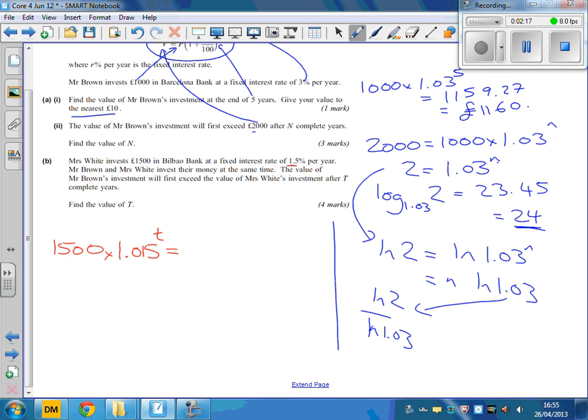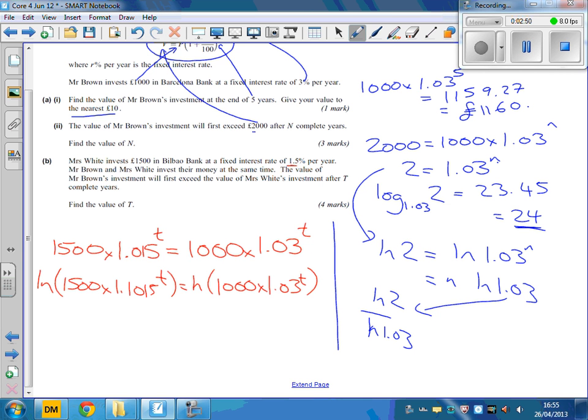Now let's find out when it's the same as Mr. Brown's. Mr. Brown's is 1,000 times by 1.03 to the power of t. And how do we solve questions when we have the unknowns in the powers? Well, what we do is we take logs of both sides, don't we? We take the ln of all of this, and we write the ln on this side as here. Now, how do you take the logs of these things?